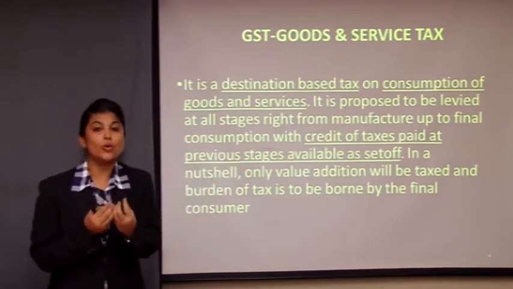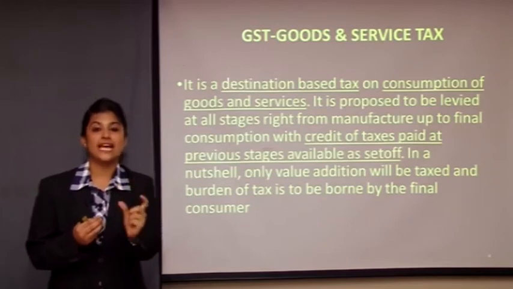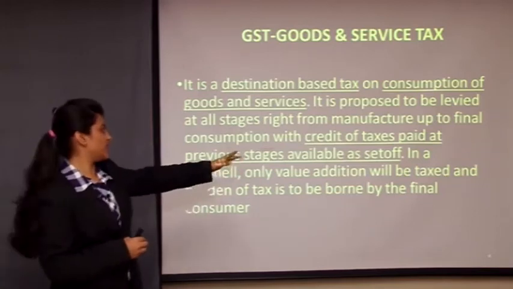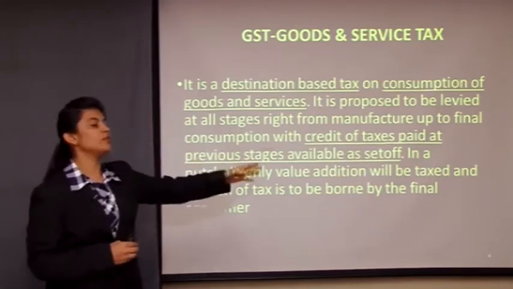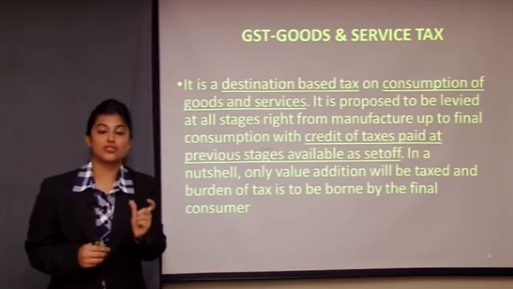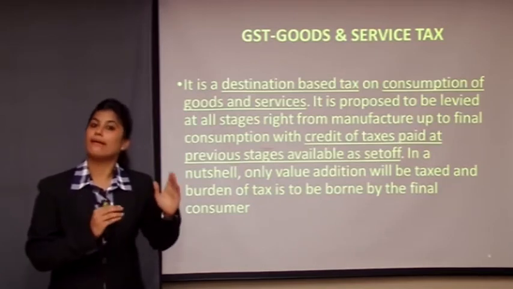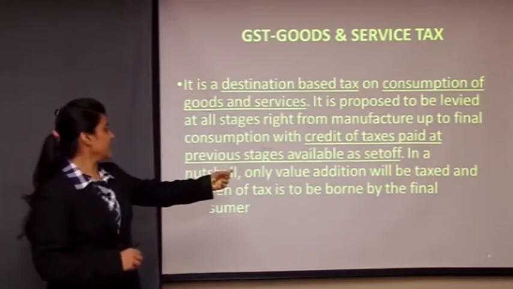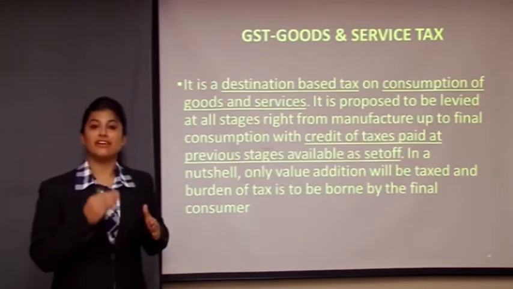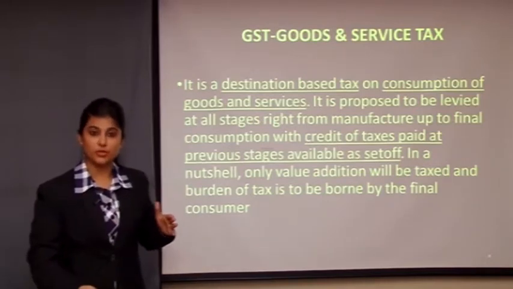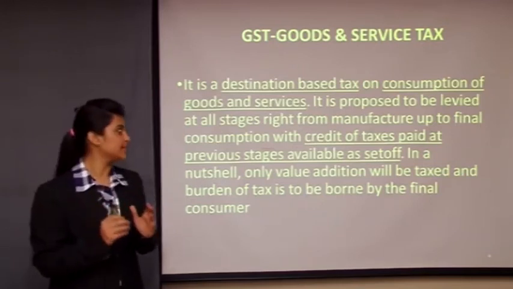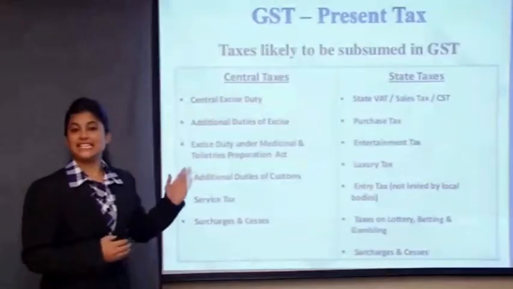So the wholesaler has to only pay the tax on the amount which he has value added on the total cost of the product, which the third sentence says over here: in a nutshell, only value addition will be taxed. So the amount which the wholesaler has added on the actual cost of the product will only be taxed. At the end, the burden will be borne by the final consumer. So when the retailer is selling the goods to the consumer, the consumer has to bear the burden of tax. This was the definition.